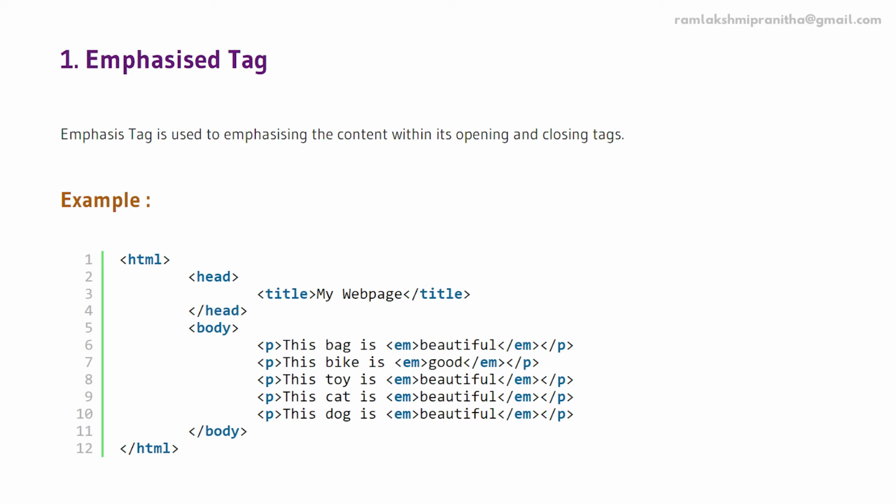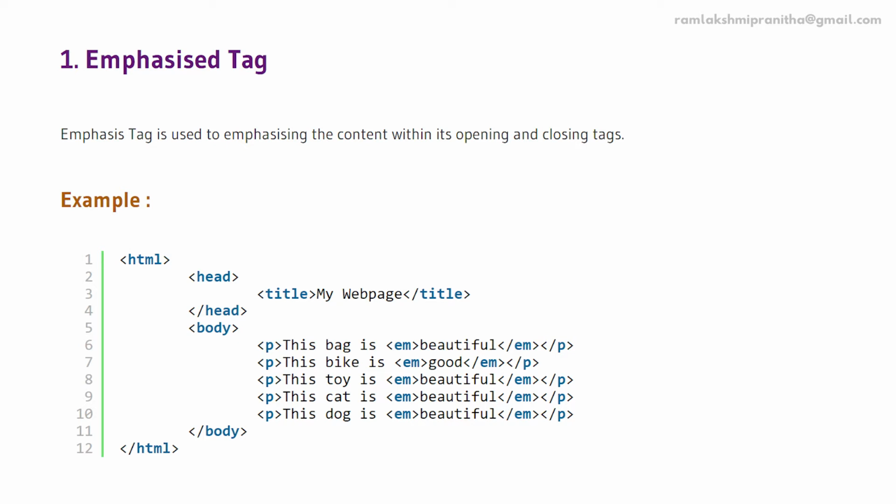1. Emphasized tag. The emphasis tag is used to emphasize the content within its opening and closing tags. Example. In this example we have a sample HTML code with opening head and body tags. The title tag is also declared, which defines the title of the web page. Inside the body tag 5 paragraph tags are declared. The paragraph tag contains the paragraph content for the web page.